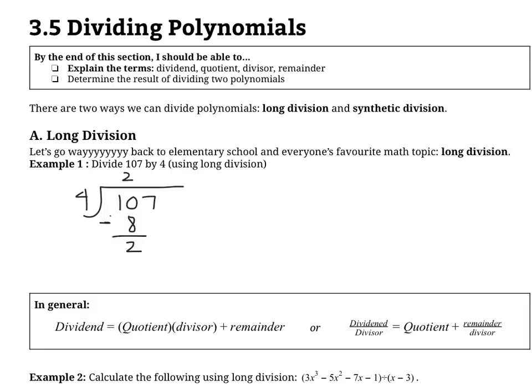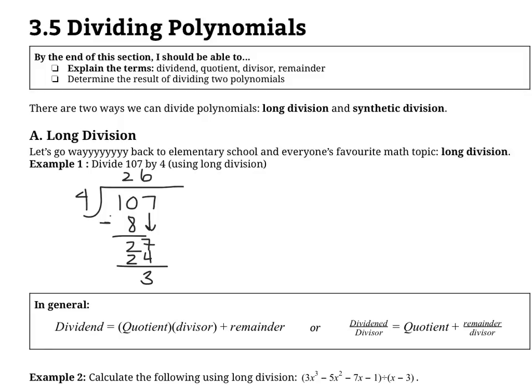Then we're going to carry down the next number, which is the 7. Now we ask ourselves, how many times does 4 go into 27? We know it goes in 6 times, so we're going to put a 6 here. Then we're going to multiply. 6 times 4 is 24. And then subtract, and we've got a 3 left over.